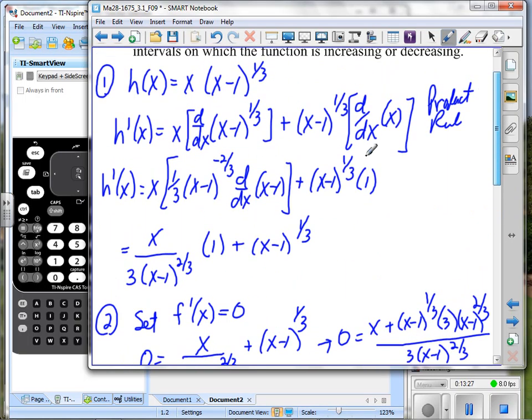Go back up to your function. 1 minus 1. Uh-oh. Can I use 1? Did we test that out? We only tested to see if the derivative was 0. What else happens at critical numbers? Undefined. If I put 1 into this derivative, what happens? Undefined. I can't do that.